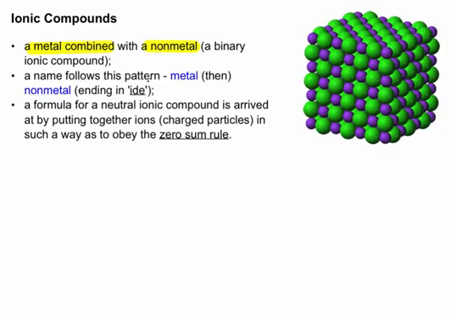A name is generated by listing the metal first, then the non-metal, and we change the ending of the non-metal to "-ide." And the other thing is the formula for the neutral ionic compound is arrived at by putting together the ions to obey the zero-sum rule. And what is the zero-sum rule? Well, here's a quick example.